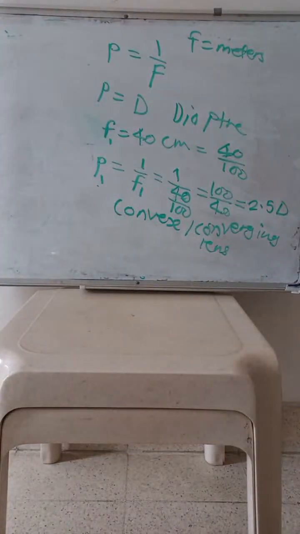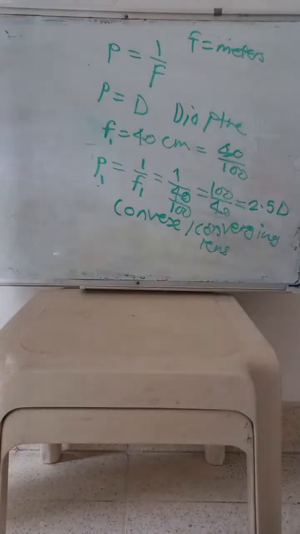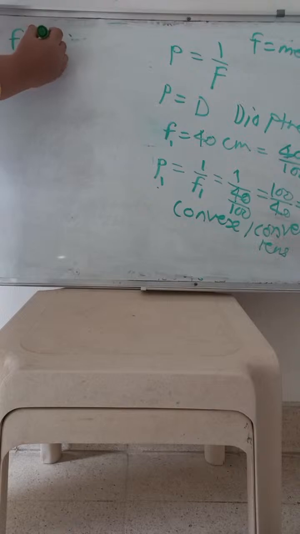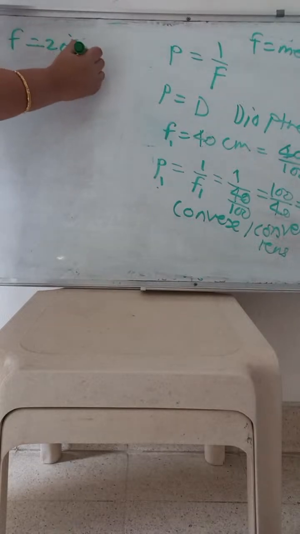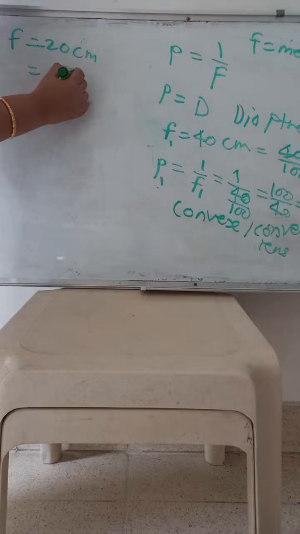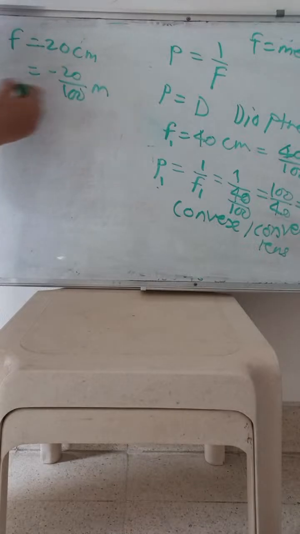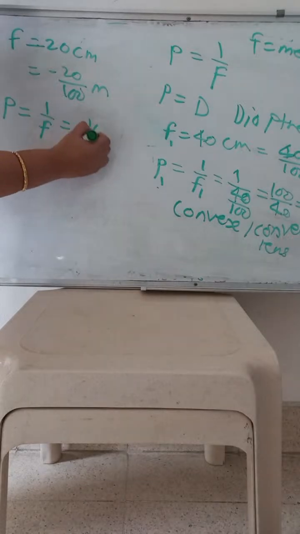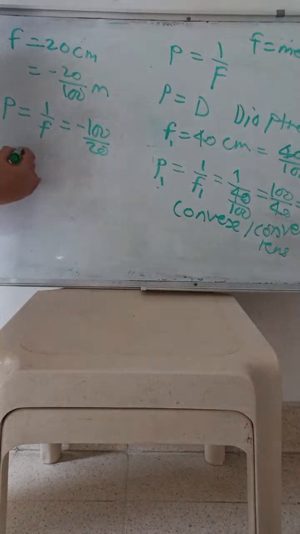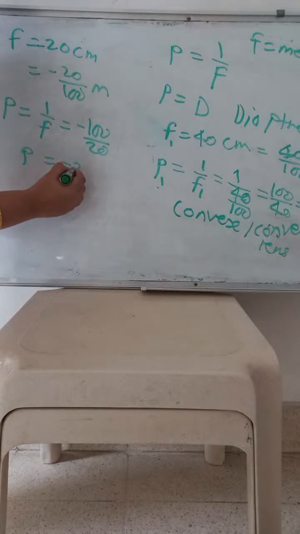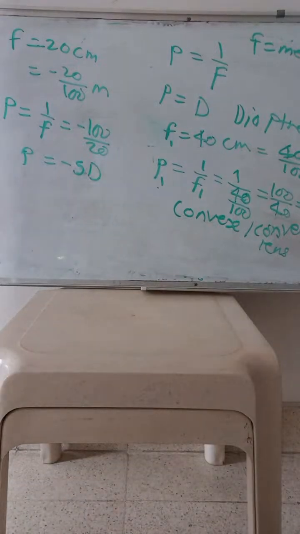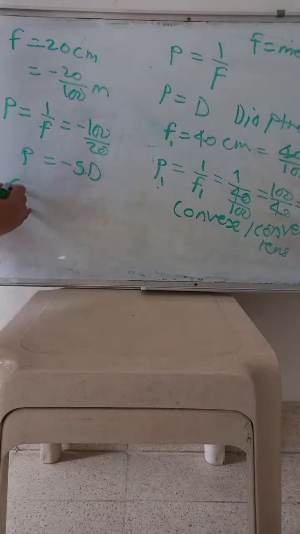Then we'll go for the second part. In the second part, the focal length is given as minus 20 centimeter. So we can write minus 20 divided by 100 meter. So power P is nothing but 1 by F, that is nothing but minus 100 by 20. So P is nothing but minus 5, minus 5 diopter. As here power is negative, that means this is nothing but what?